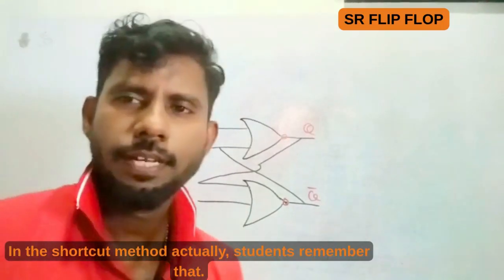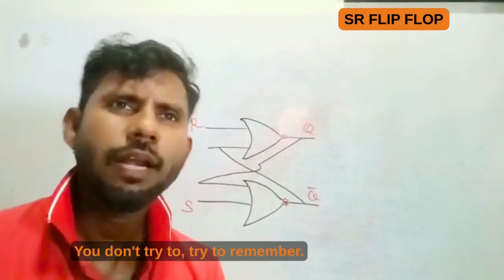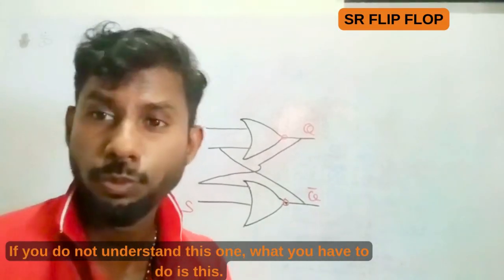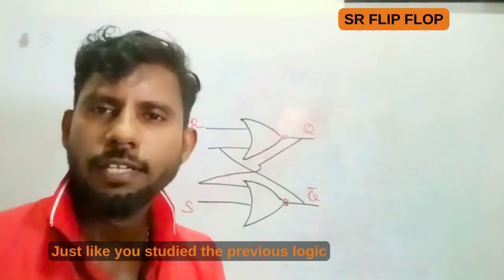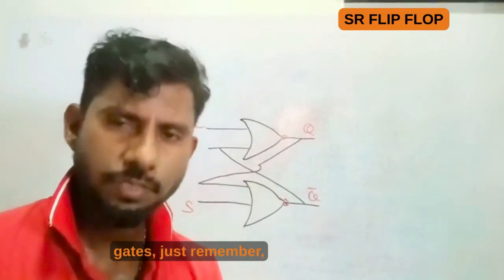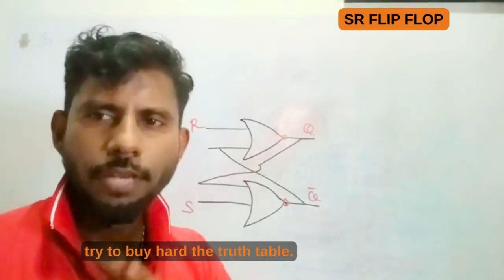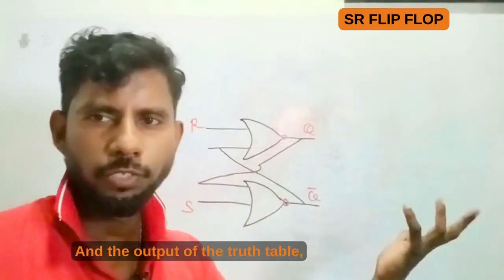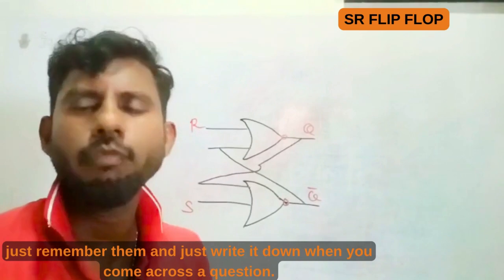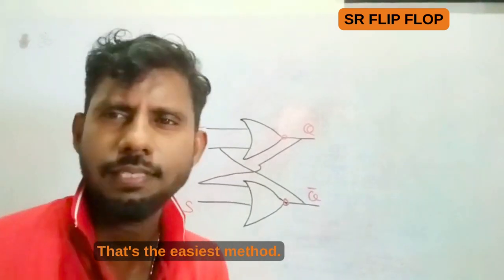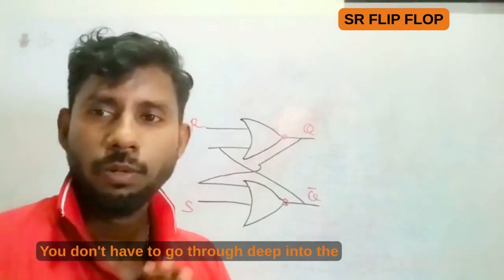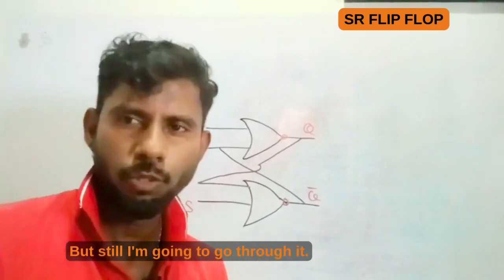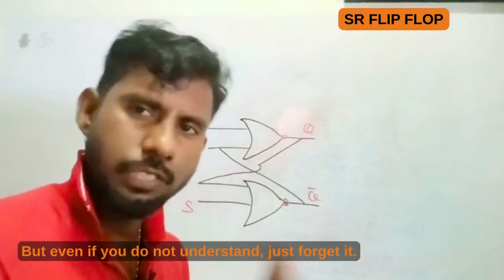In the shortcut method actually, students, remember that you don't try really hard to understand this one. If you do not understand this one, what you have to do is this. Just like you studied the previous logic gates, try to learn by heart the truth table and the outputs of the truth table, and just write it down when you come across a question. That's the easiest method. You don't have to go deep into the logic here. But still I'm going to go through it, but even if you do not understand, just forget it.